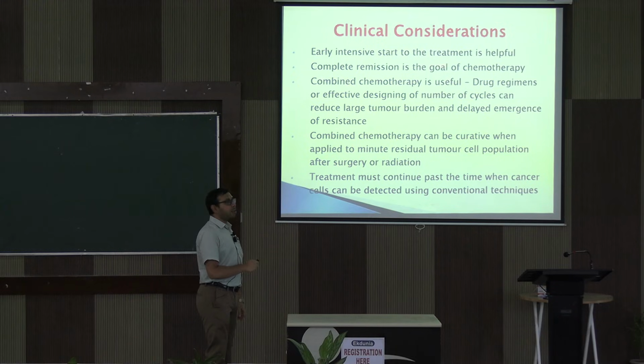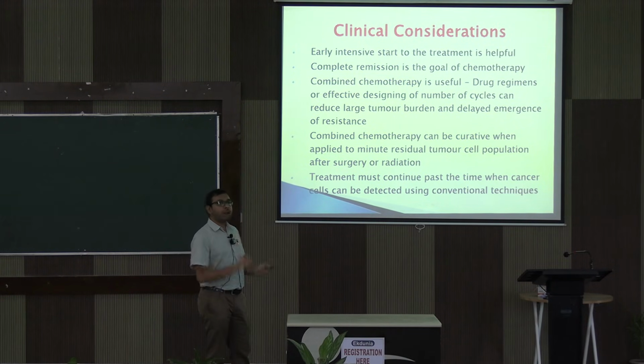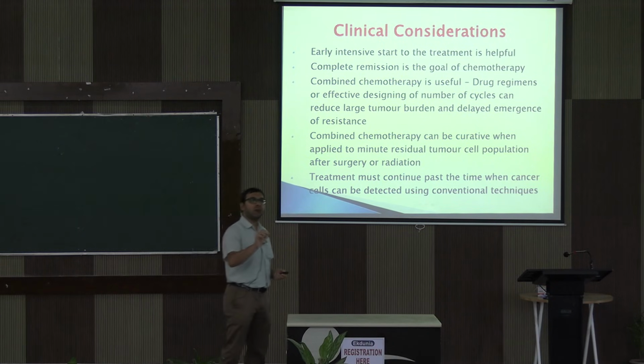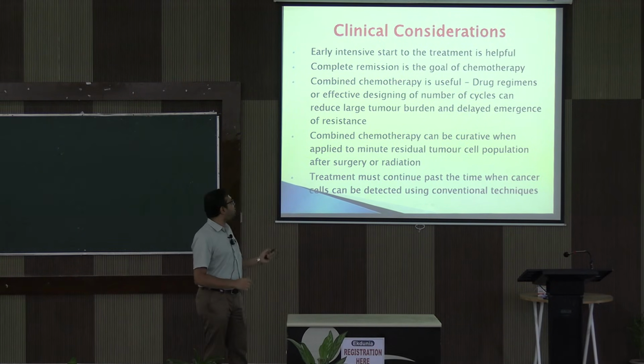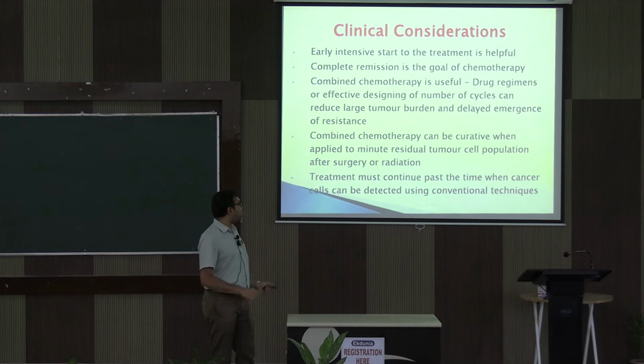So early intensive therapy at the start of the treatment is helpful. Usually a combination of different drugs that have different mechanisms of action should be started. Complete remission should be our goal. That is, those drugs that have maximum killing effect should be started. Combined chemotherapy or combination concurrent chemotherapy is usually given. Combined chemotherapy can be curative when applied to a minute residual tumor cell population after surgery or radiation. So after surgery or radiation, when very minute disease is present, we can give the drugs.